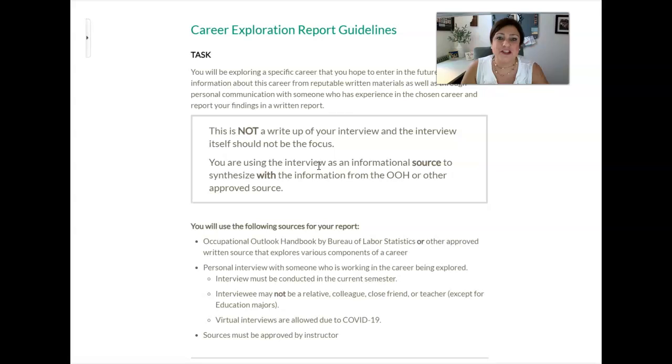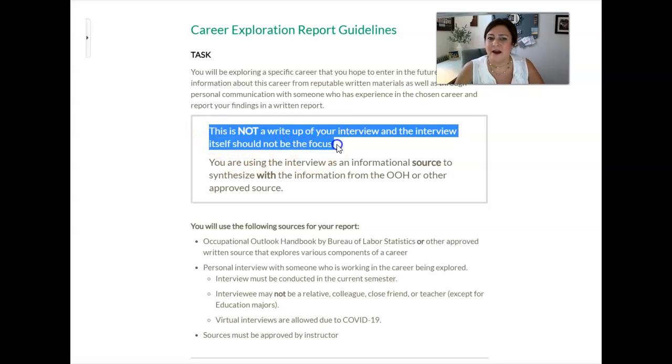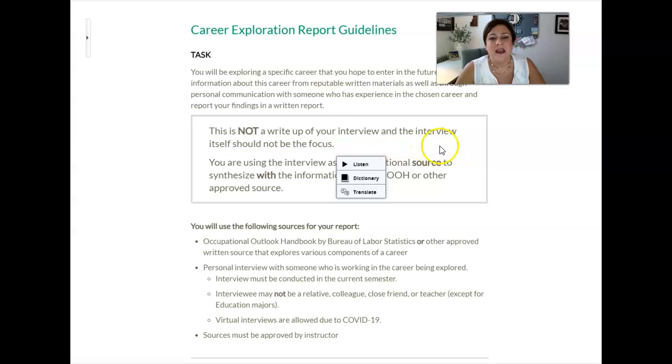The Career Exploration Report is going to go over different categories that you create, okay? Different areas of focus that you would like to learn about for your career, okay? The interview that's coming up, however, is not going to be a write-up of your interview questions. It's not going to be a write-up of the interview itself. I want you to understand that the interview that you are conducting is not about the person, okay? It's not about why the person's in the field or would they do it again.